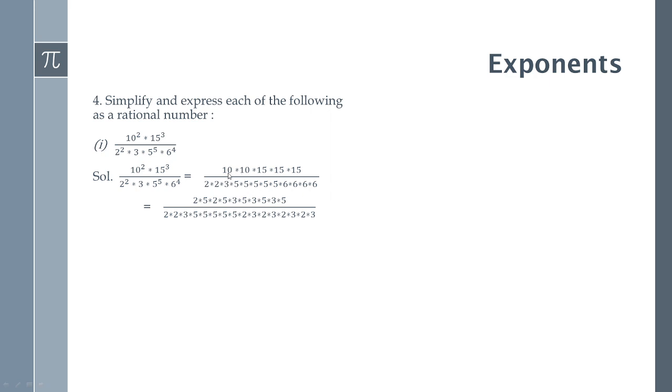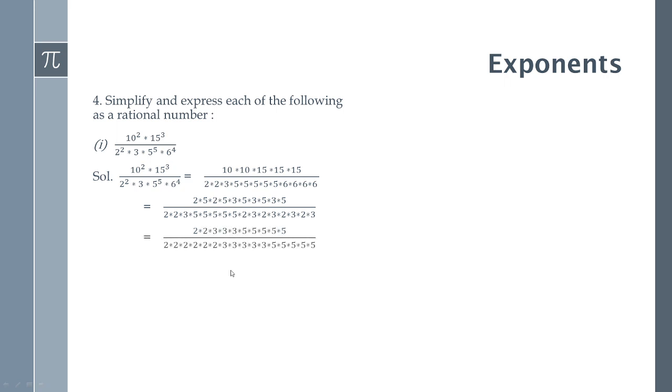Next, I'm expanding the 10 value and the 15 value also. 10 can be written as 2 into 5, 2 into 5, and 15 can be written as 3 into 5, 3 into 5, and 3 into 5. The next one, 6 is 2 into 3, 2 into 3, 2 into 3, and 2 into 3. The rest of the things are all similar.